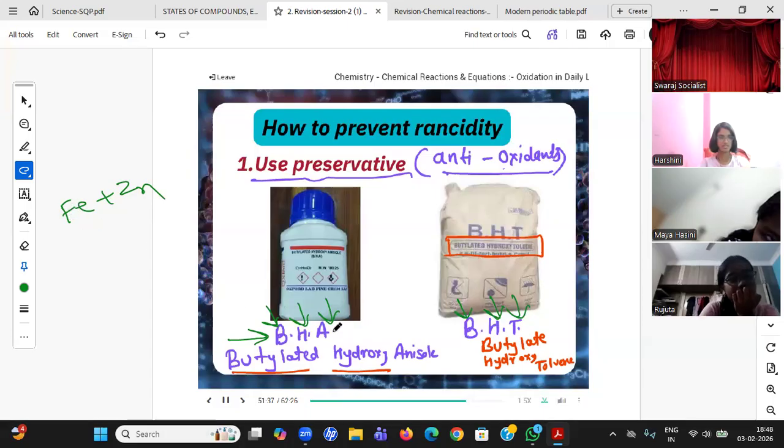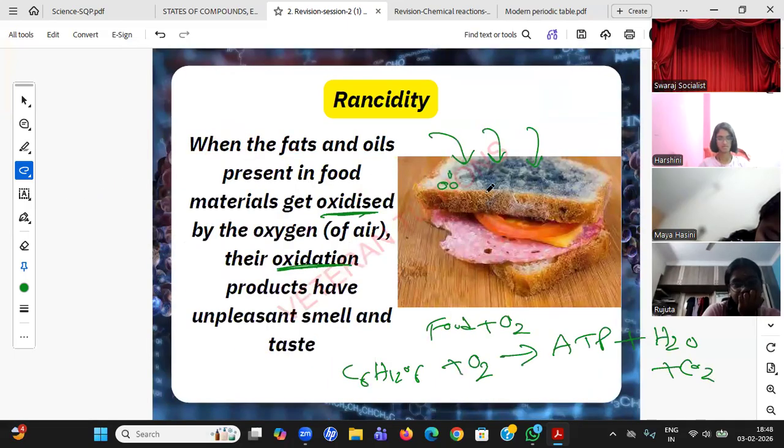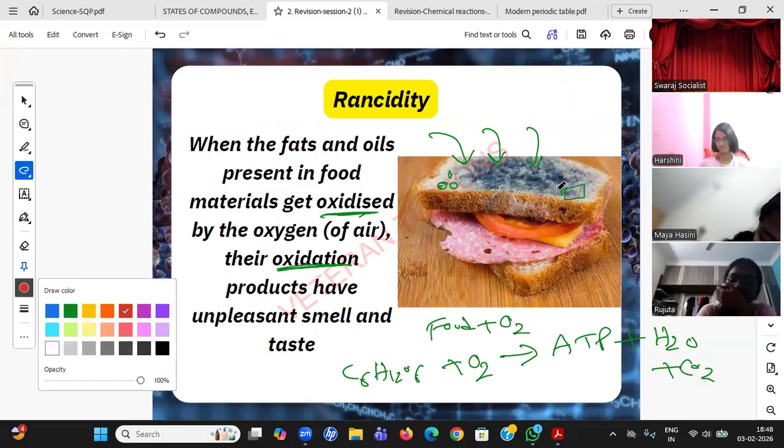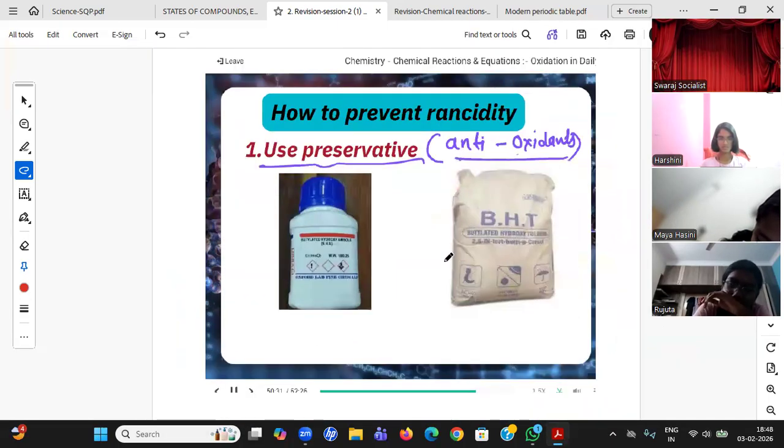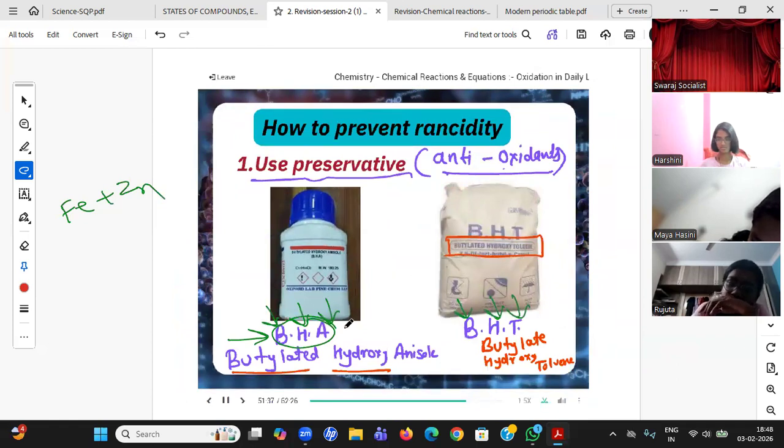You see, student, this powder is more reactive than the fats and oils on the bread. If I mix this in on the bread, and oxygen wants to attack the fat, there is BHT and BHA powder here, so the oxygen will go and attack this instead. BHA and BHT are more reactive than the fats and oils on the food. That is the reason they are used.